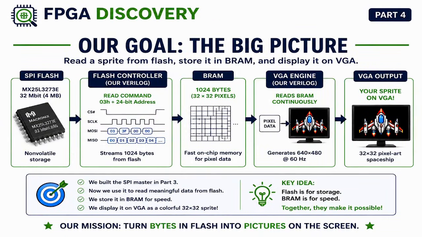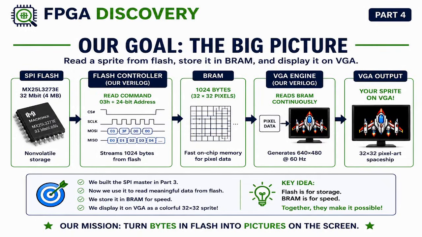Here's the complete architecture we're going to build. Our sprite begins as 1024 bytes stored in the configuration flash. Our Verilog flash controller sends a read command and a 24-bit address and then receives those 1024 bytes over SPI. As the bytes arrive, we store them in block RAM inside the FPGA. Once the sprite has been loaded, our VGA hardware reads those pixels from BRAM and sends them to the monitor.